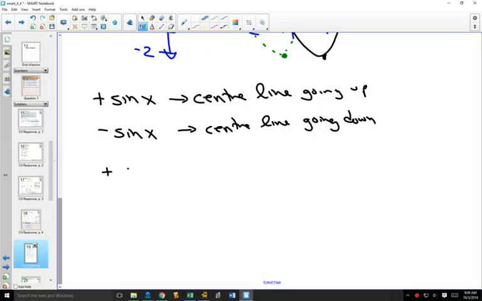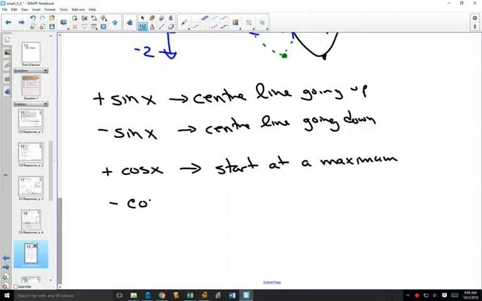If you have a positive cos graph, where do you start? Start at a maximum. If you have a negative cos graph, again, that's going to be a flip over the x-axis. It's not going to change your amplitude, but it is just going to change where you start. You're going to start at a minimum.